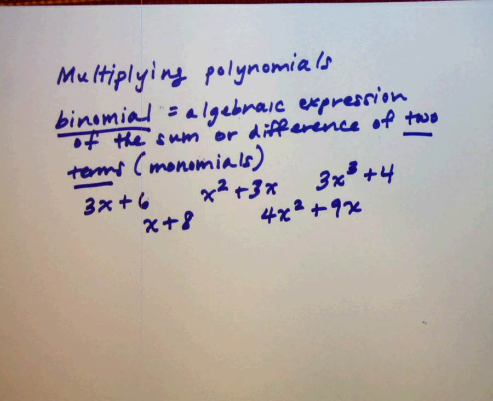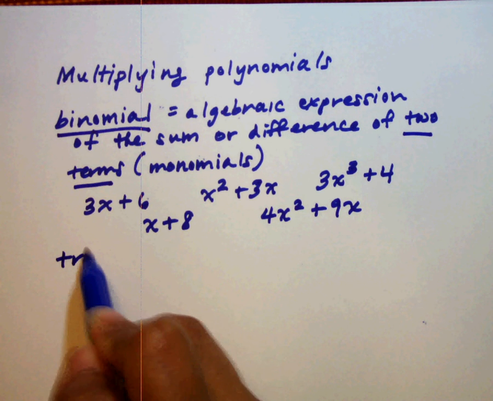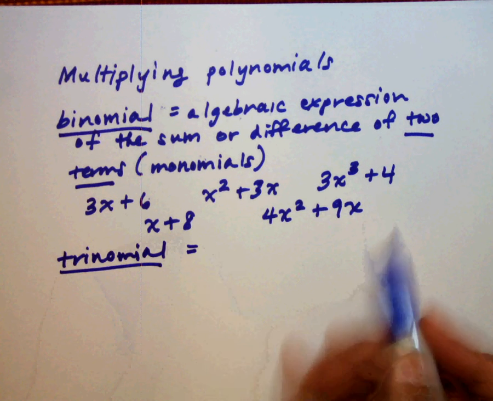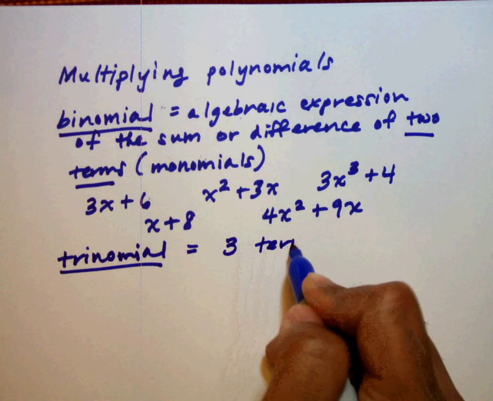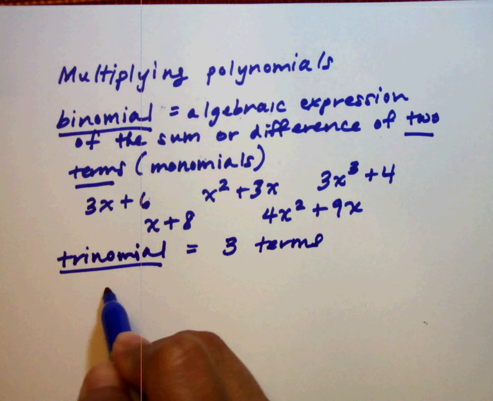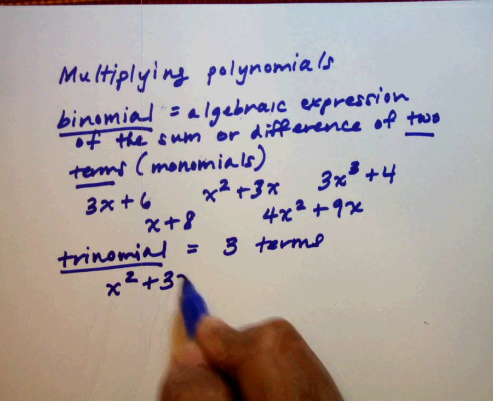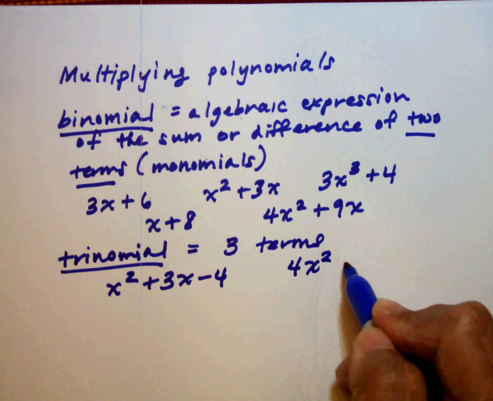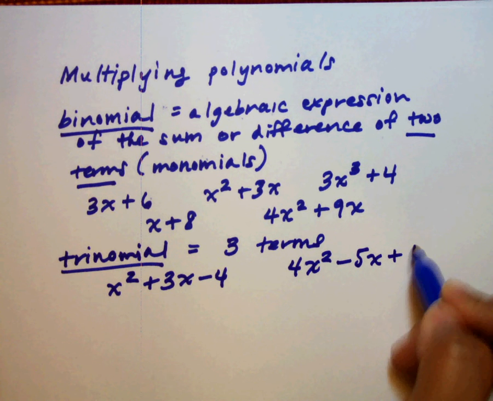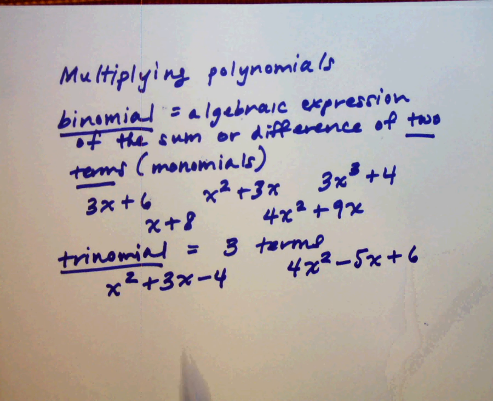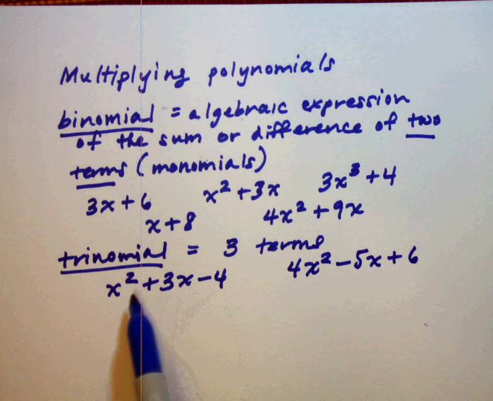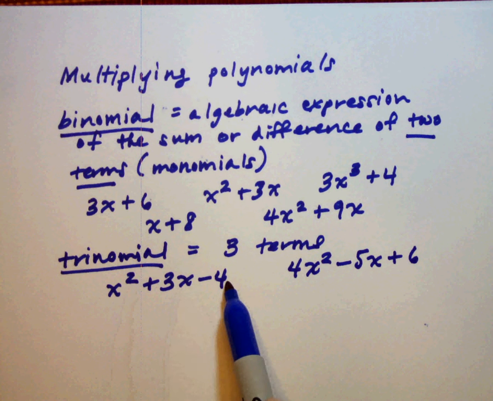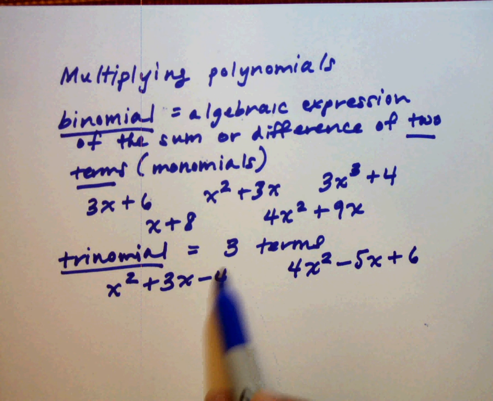So a trinomial is the same thing, but you're dealing with three terms. An example of that is x squared plus 3x minus 4, and then you have 4x squared minus 5x plus 6. These are trinomials because you have three different terms. This one, the degree is the second. This degree is the first. This degree is the zero because you have no variable next to it.